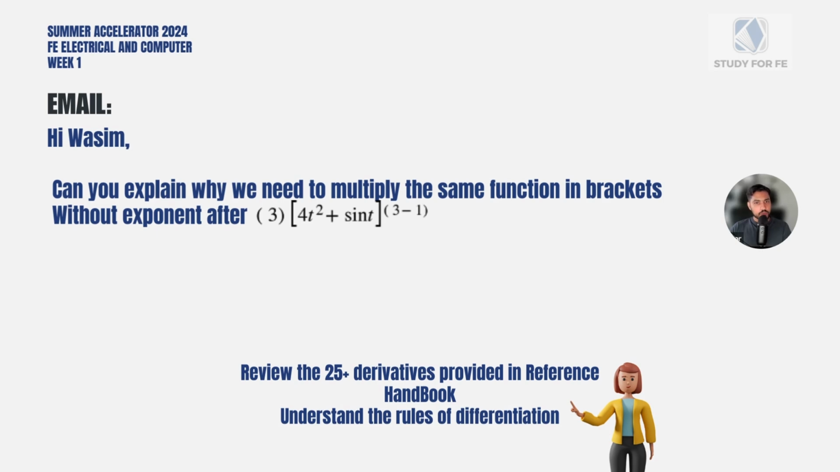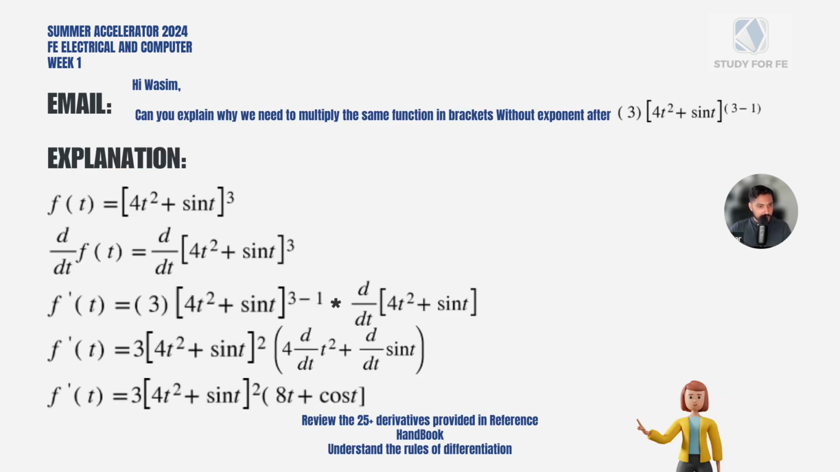Again, this is a question from the mini exam. The student is asking, hi Wasim, can you explain why we need to multiply the same function in brackets without the exponent after this? So let's pick it up from here. I need to do a derivative, d by dt. And I think it's pretty self-explanatory, but while we're at it, we can go through it in steps.